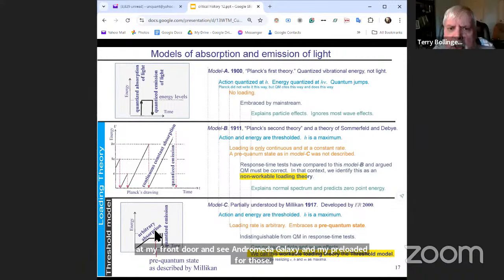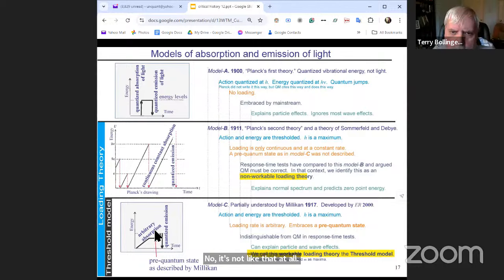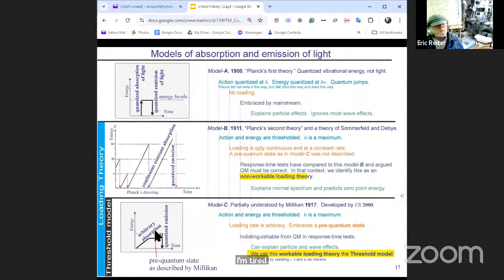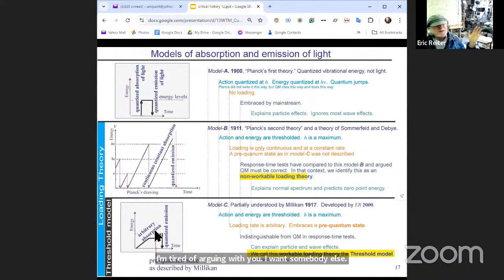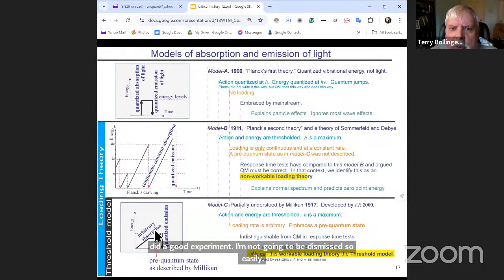Well, no, I'm tired of arguing with you. I want somebody else. Okay, then explain why you're splitting helium for no reason too. Later. No, wait. Other people have shown the splitting of helium. I gave good background for that. It shows wave properties. I did a good experiment. I'm not going to be dismissed so easily when I give decent experiments.